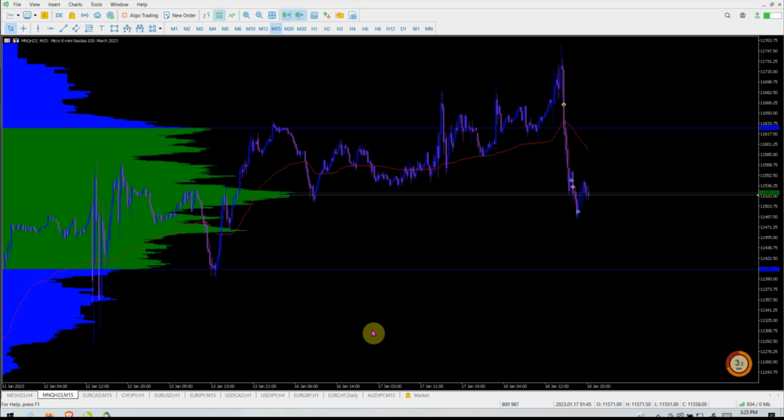We're going to just mainly talk about yen pairs. And I just wanted to show you this one chart first, and then we'll move on. So this is, as I've shown you, the Nasdaq 100 futures.